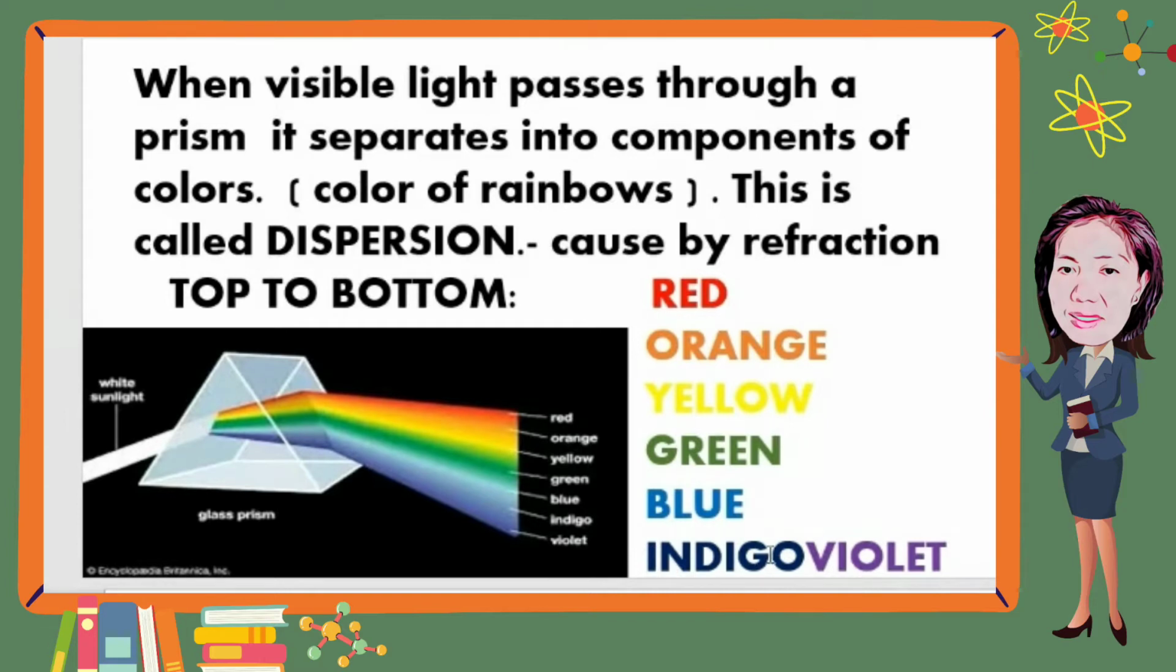So bakit usually hindi ginasali ang color na indigo? Kasi hindi masyado ito visible sa eye ng human. So usually diretso na from blue to violet. But the correct arrangement is Roy G. Biv.